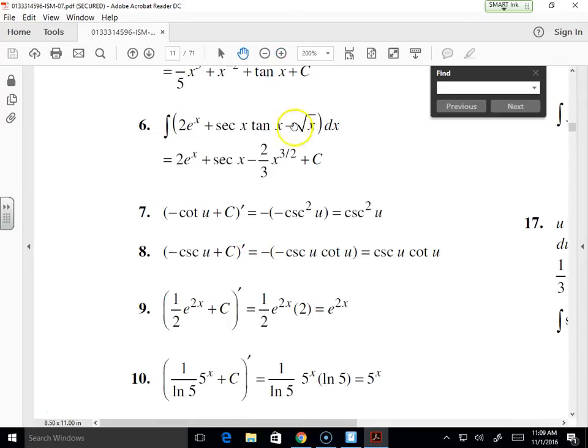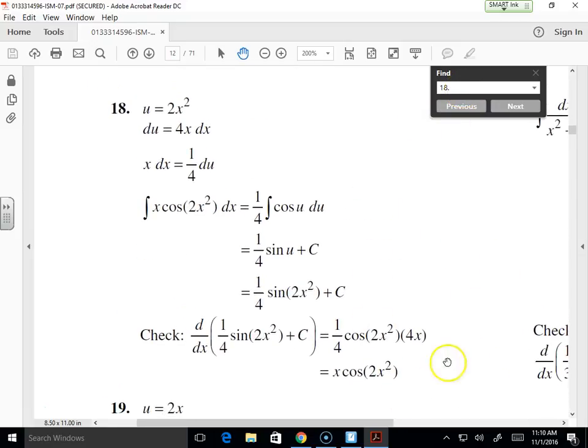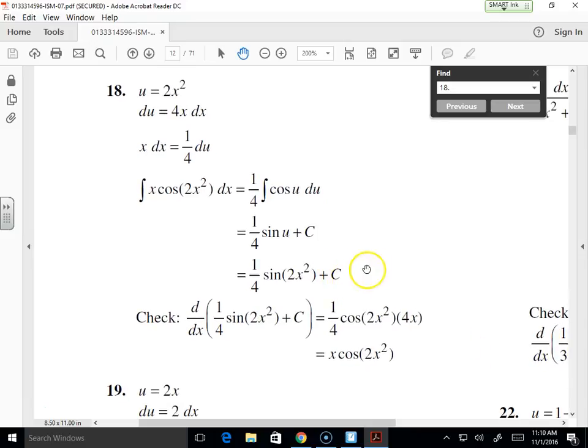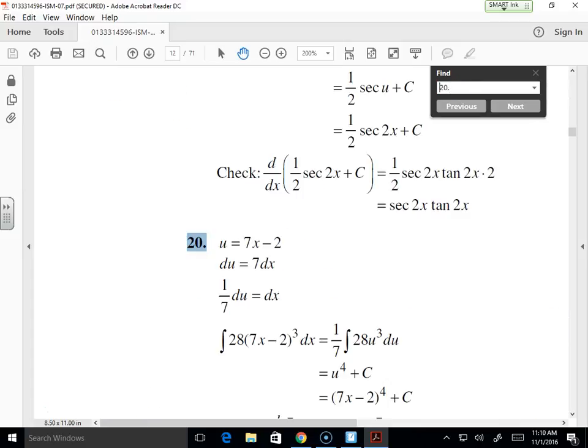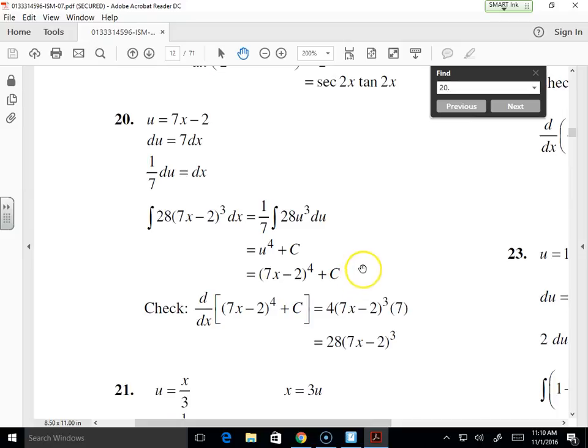Number 6, final answer should be, I'm just going to have you guys see it. Is that cool? Just say done when you're done. Done. 18. 18. Okay. 1/4 sine. Where the hand is. Yeah, got it right.